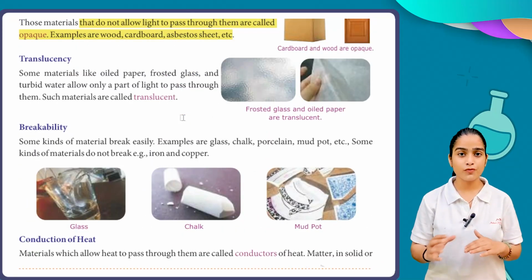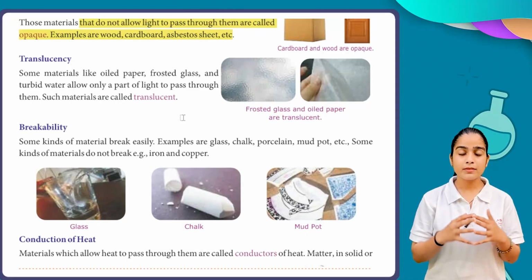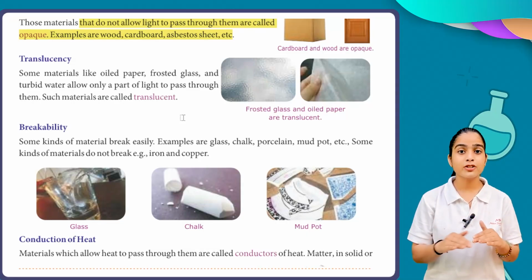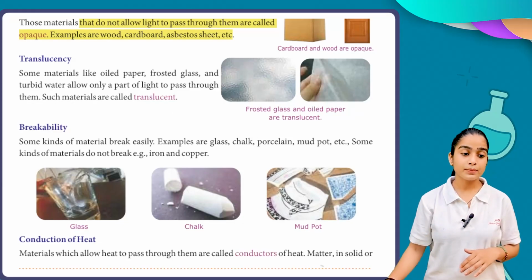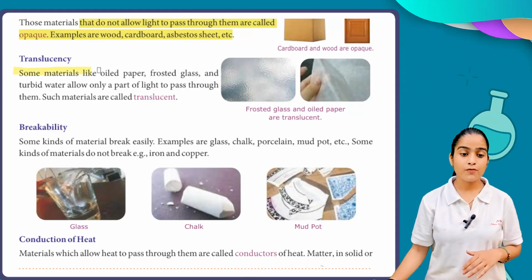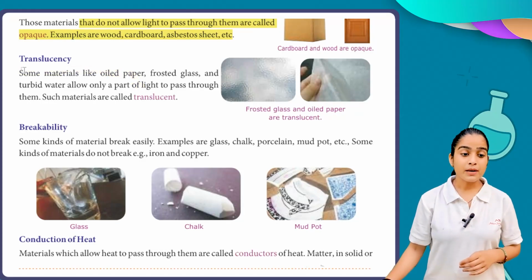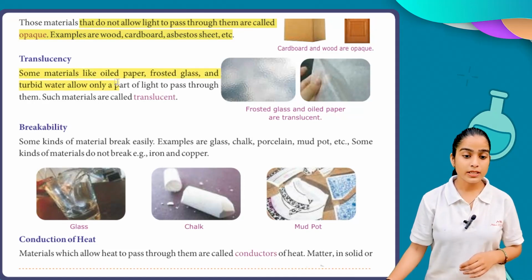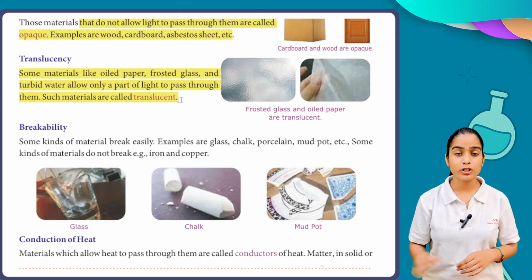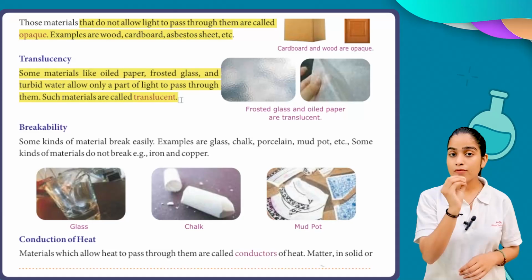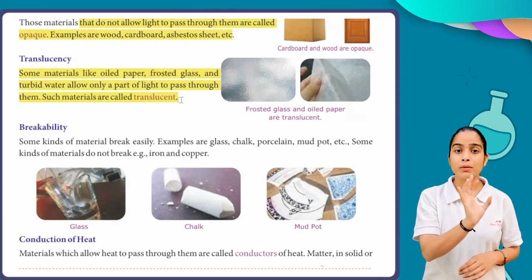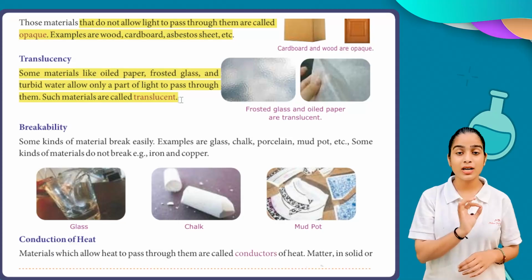Next we have translucency. Translucency is the combination of opaque and transparent. It means the quantity of light passing through is not that efficient. Some materials like oil, paper, frosted glass, and turbid water allow only a part of light to pass through them. Such materials are called translucent. It means the amount of light passing through them is quite minimal, and that is why they are referred to as translucent.